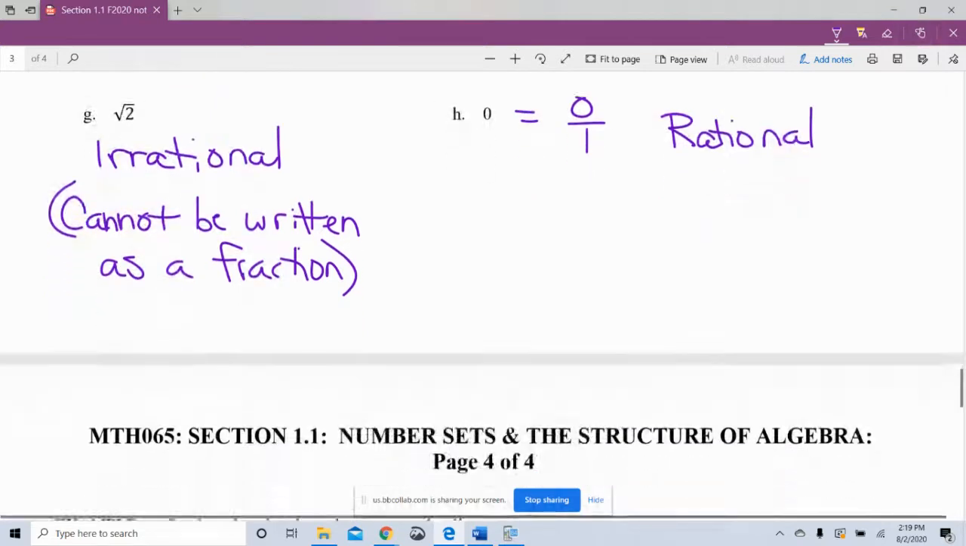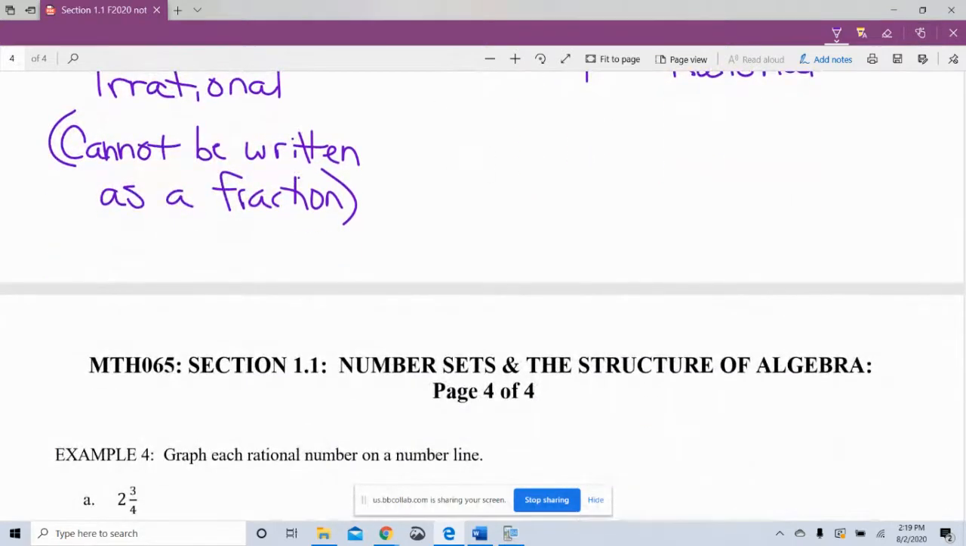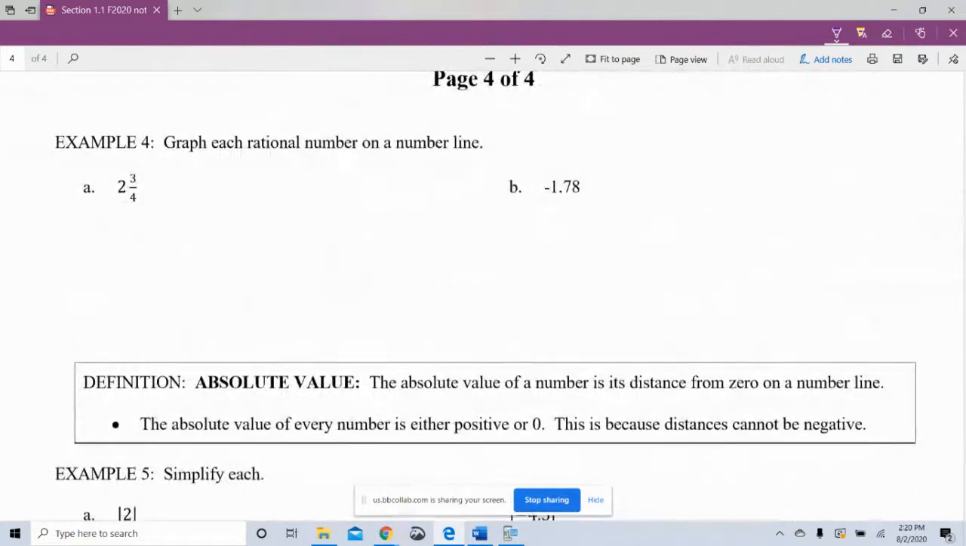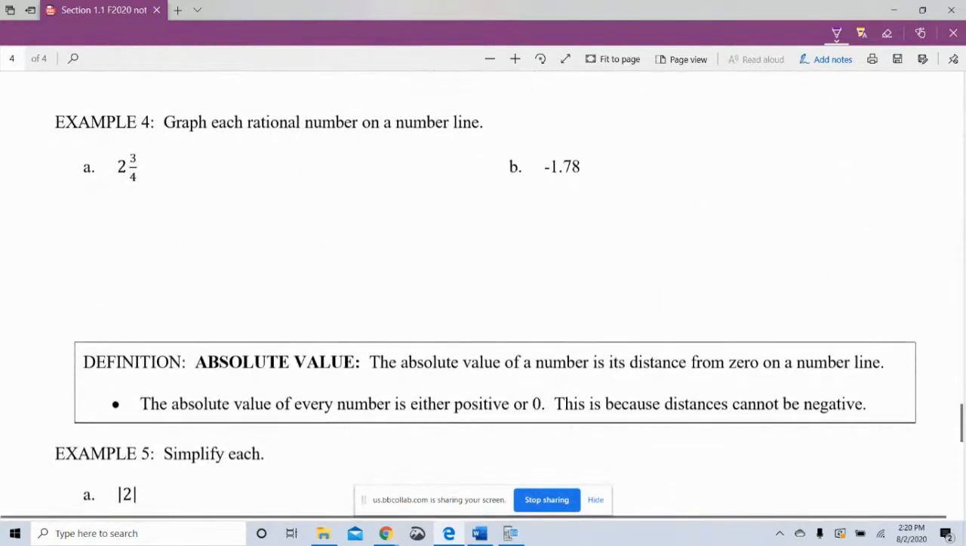Okay, so that is all with the sets of numbers that we're going to deal with in this course. There's just a couple of minor little topics that I also want to remind you guys about here. So I'm going to take a look at a few more examples. One of them is the ability to graph a number on a number line in the correct position.